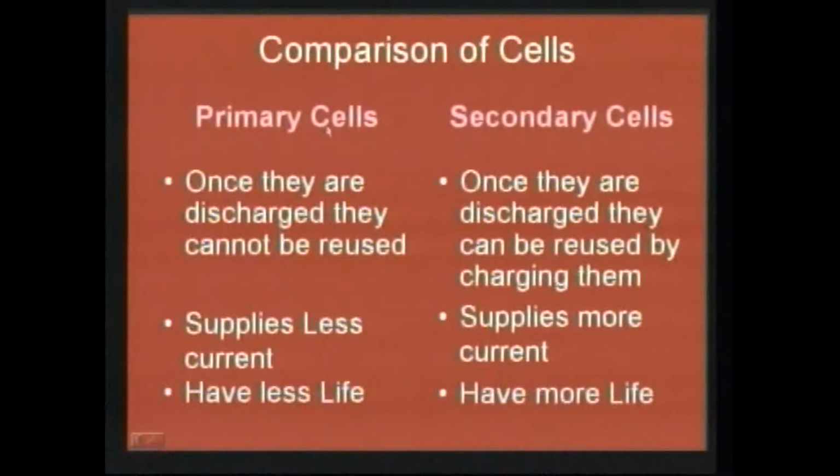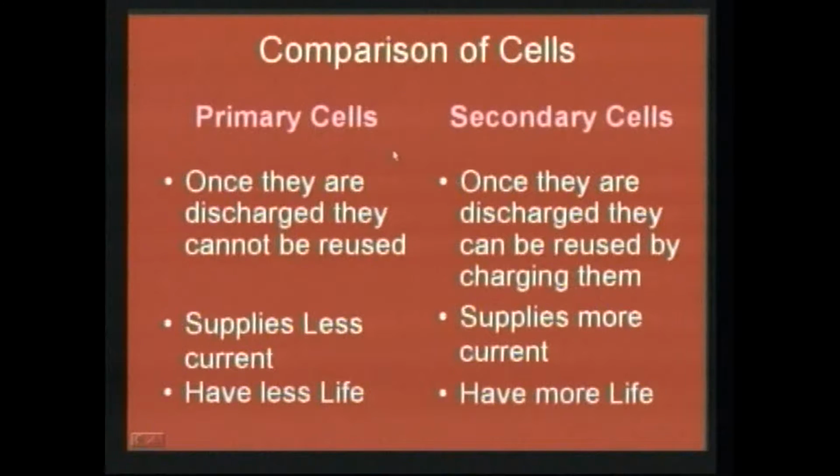Secondary cells. It is a cell in which chemical action is reversible. That is, after discharging, it can be recharged. They are also known as accumulators or rechargeable batteries or storage batteries.